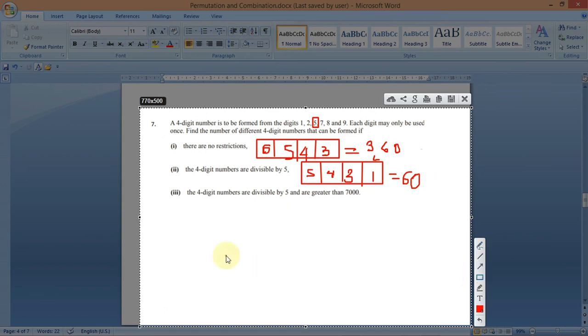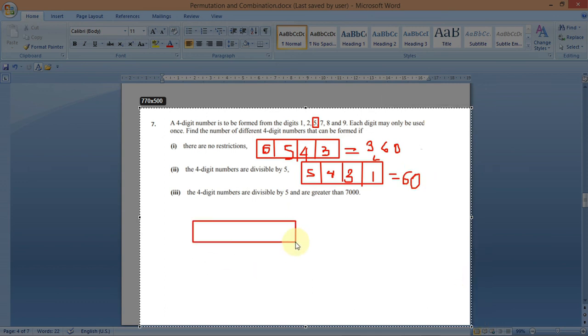Then finally, the 4 digit number divisible by 5 and greater. Why are you giving me two conditions, guys? Why do you like making life difficult? Why should you make life difficult for my math students? Guys, who cares? Why do you want to take hard maths?